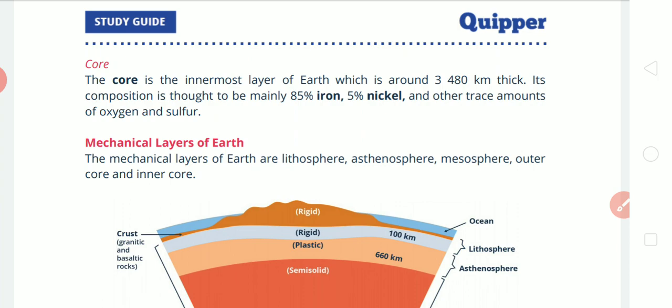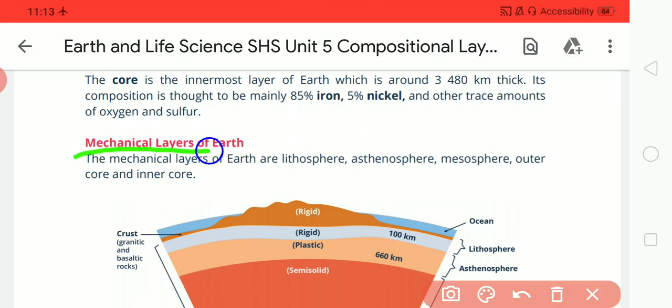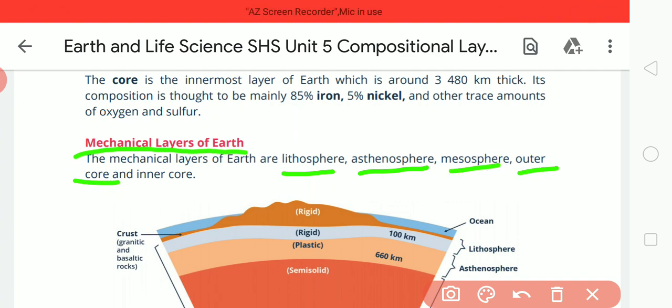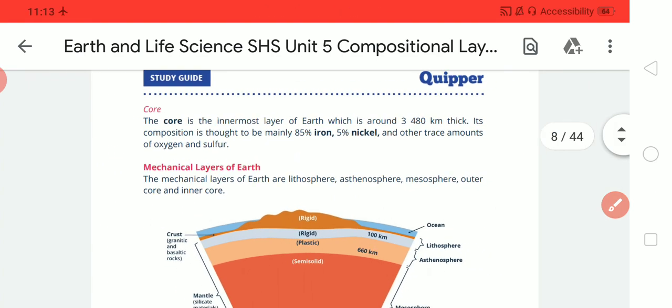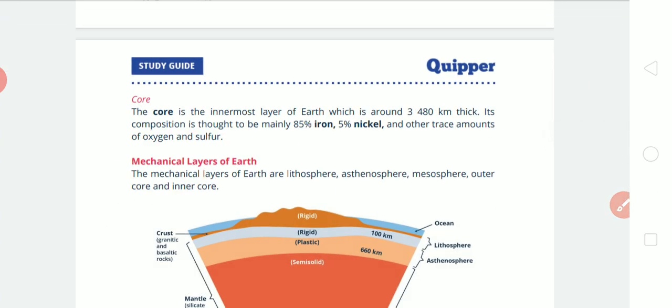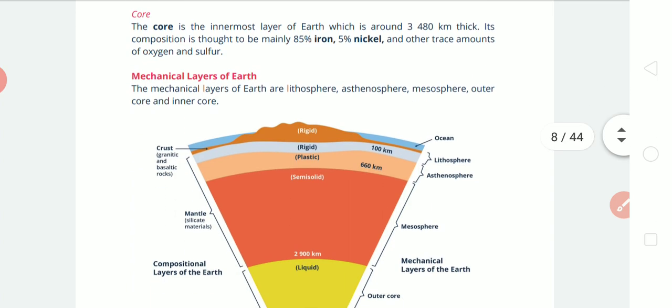Now we are done with the compositional layers of the earth. Let's proceed to the mechanical layers. The mechanical layers of the earth are lithosphere, asthenosphere, mesosphere, outer core, and inner core. So let's take a look first at this diagram to give us a summary of what the mechanical layers of the earth are all about.